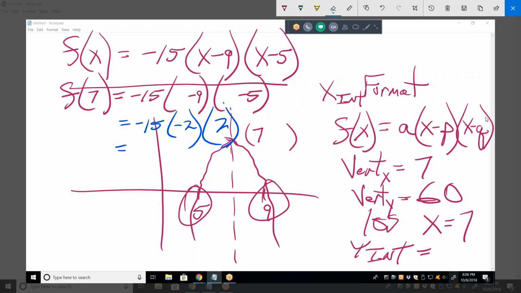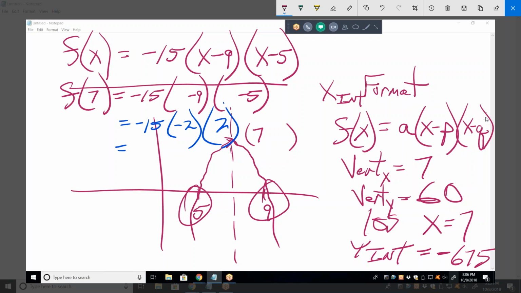Okay? So what is this number? I have no idea. If you got a calculator, what's 5 times 9 times 15? It's a negative number for sure, because there's 3 negative signs. And whatever, 45 times 15. What is 45 times 15? So 45 times 15 is 675. So that would be the y-intercept.